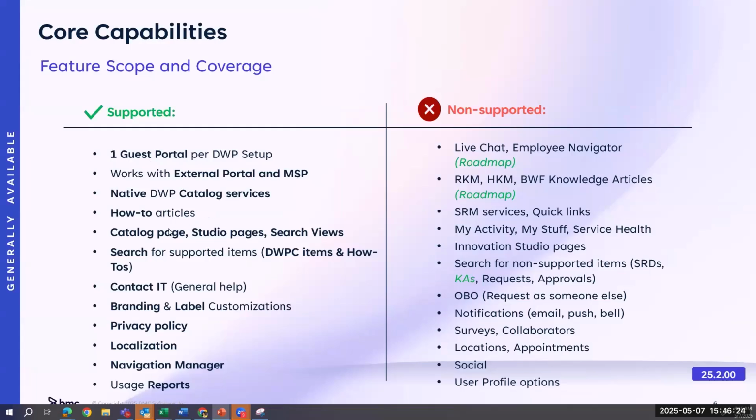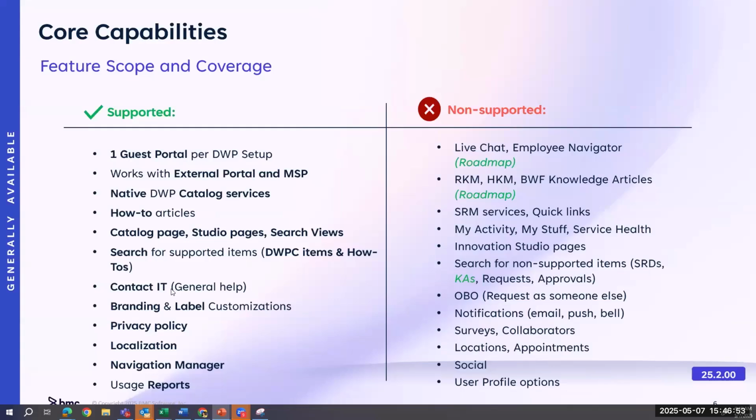How-to articles are supported in this release. Catalog page is available. That's your out-of-the-box catalog page. Studio pages and search views. Search views were the ones we introduced in the previous two releases. Right now, the search bar is supported in the studio page and the core catalog page. It will only be limited to DWP catalog items and how-to resources for now. In future, we'll expand it to knowledge articles.